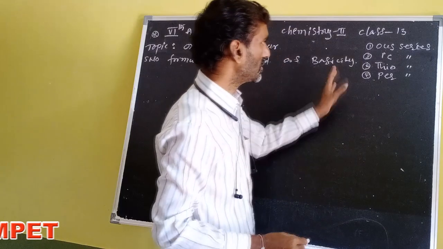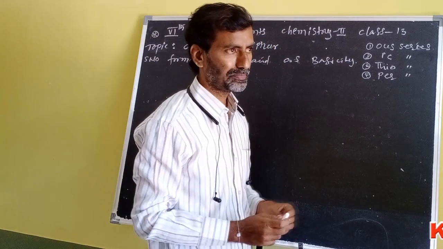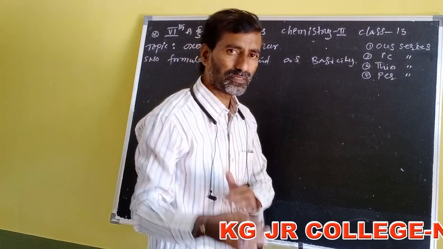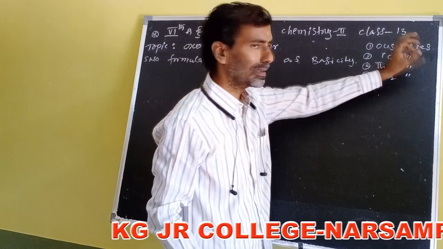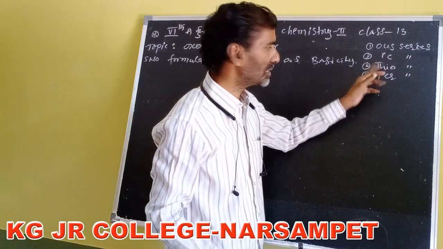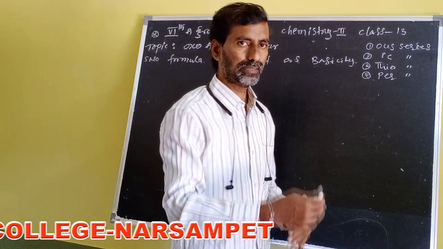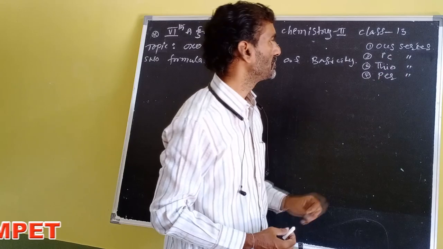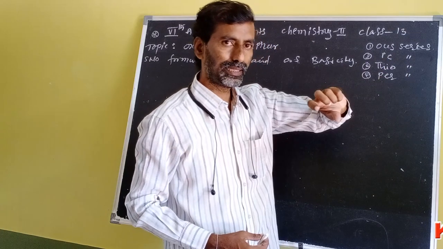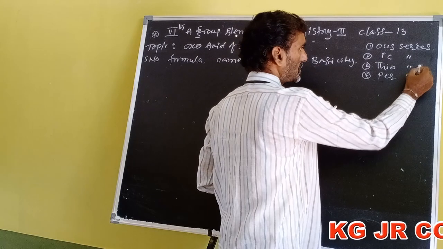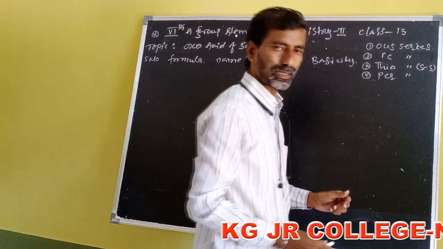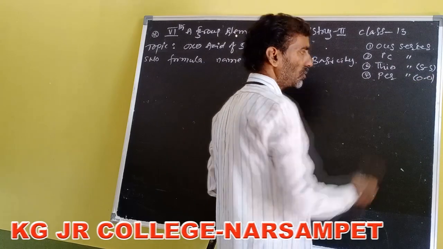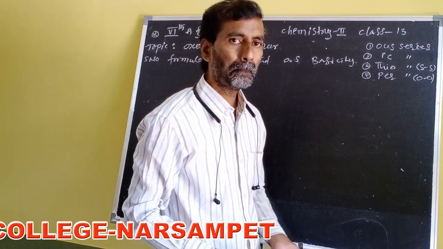First of all, what is meant by ous acid? The acid with a lower oxidation state of sulfur is known as ous acid. The acid with a higher oxidation state is called ic acid. Thio: the acid with an S-S bond. Okay students, S-S is known as thio. Then the next one is the acid with an O-O bond, known as peroxy or per.